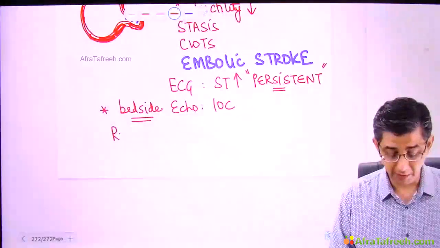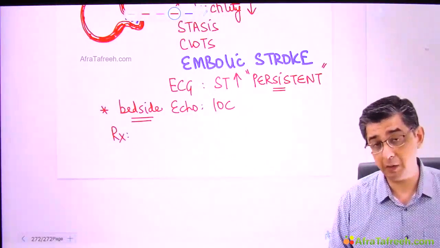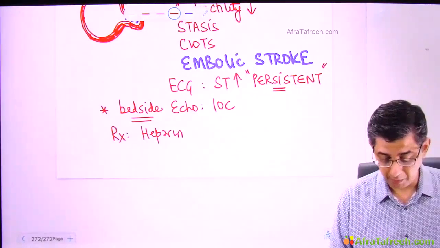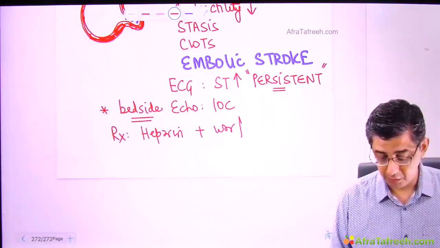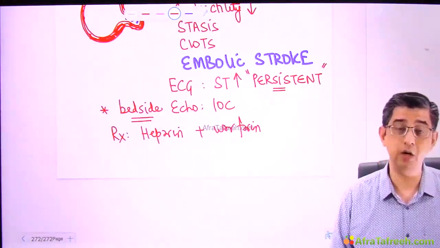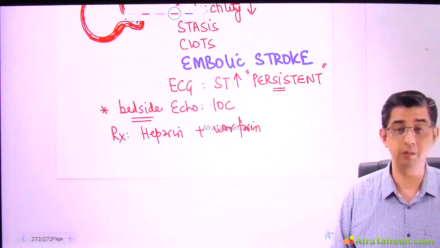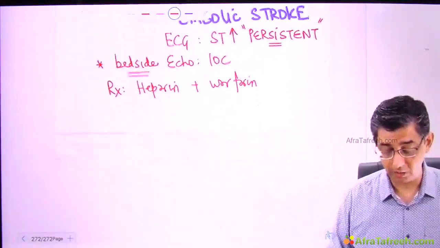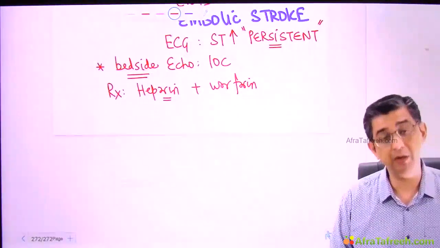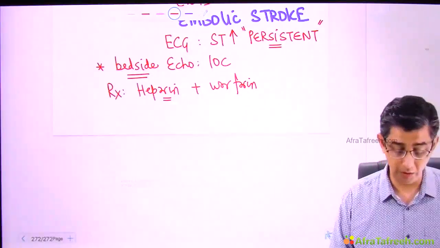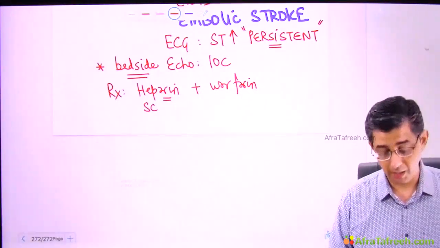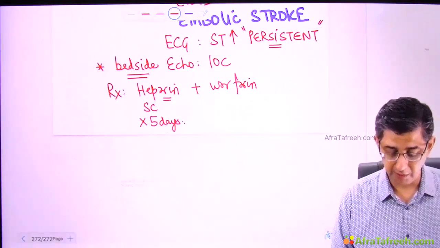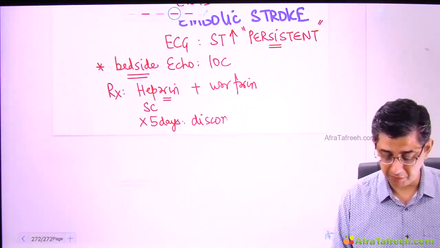Once I've identified it, I need to start treatment because he can develop an embolic stroke. So I will be starting this person on a combination of heparin plus warfarin. You very well know that warfarin may not be able to exert its effect immediately. In fact, the effects of warfarin will usually take about 5 days to occur. So I would like to give a bridge with heparin. I can use a low molecular weight heparin subcutaneously, and after 5 days, I will discontinue heparin in the patient, but warfarin will continue.